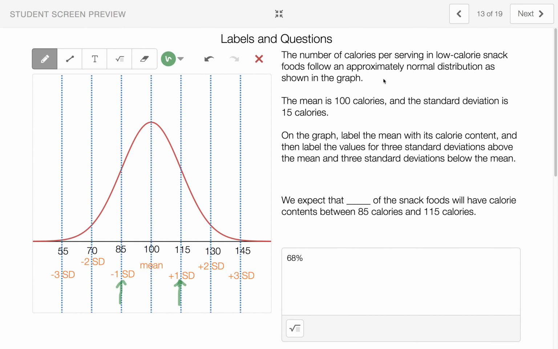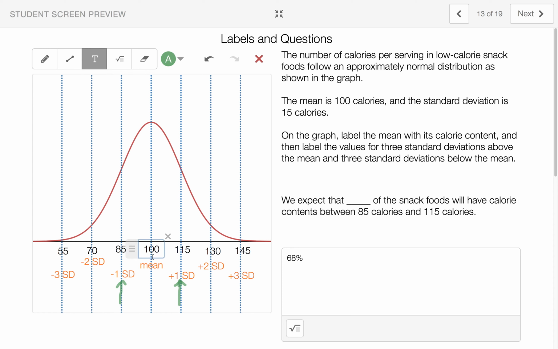So I give you that we have a collection of low-calorie snack foods following an approximately normal distribution for the number of calories in them. So somebody's already done the work behind the scenes. We know that the mean is 100 calories and the standard deviation is 15 calories. To make the graph with all of its labels, you'll put the mean in first. So the mean is 100.